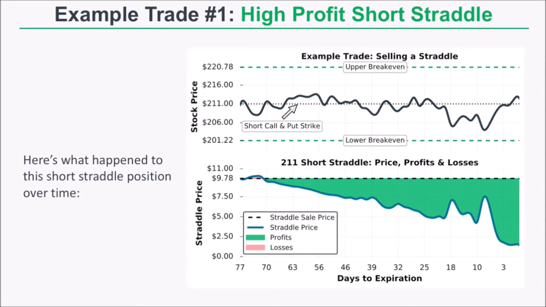So that's really that positive theta that you see working there. We sold the straddle for $9.78, and as time passed and the stock price was right around the strike price, the straddle's value decreased because the extrinsic value of that call and put option was decreasing over time. Now at expiration, the straddle's price was worth just less than $2.50, so we essentially made around 75% of the maximum profit potential on this trade.